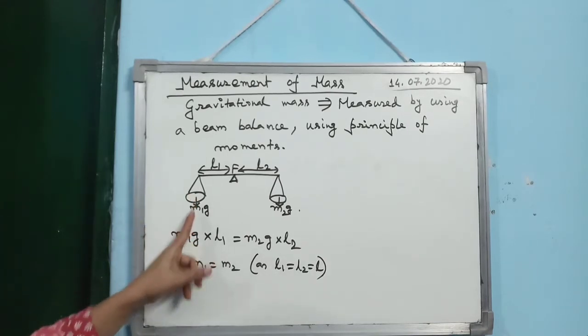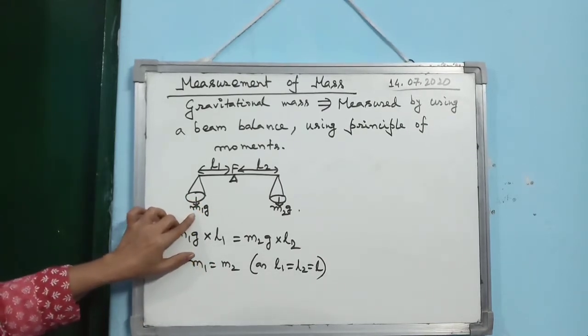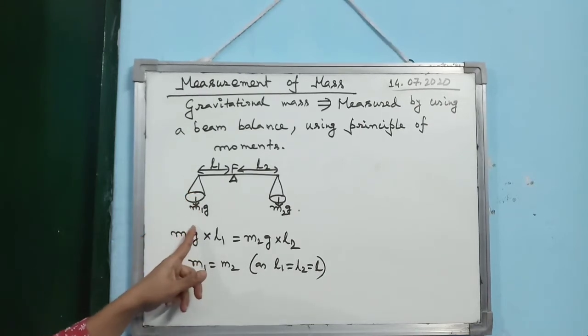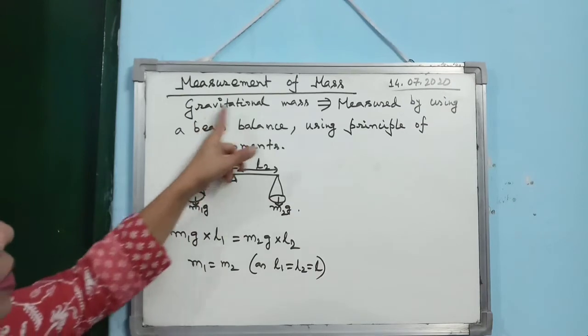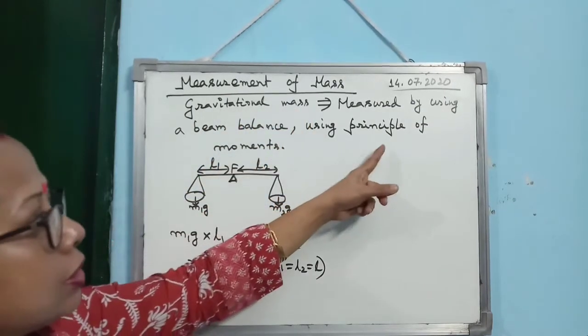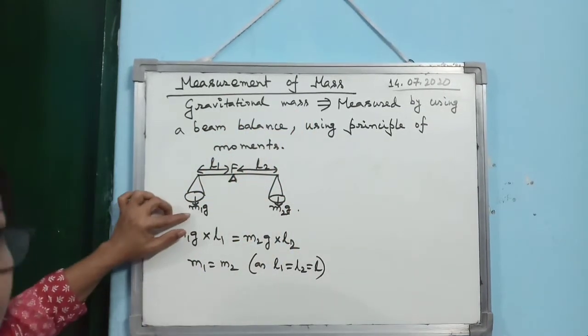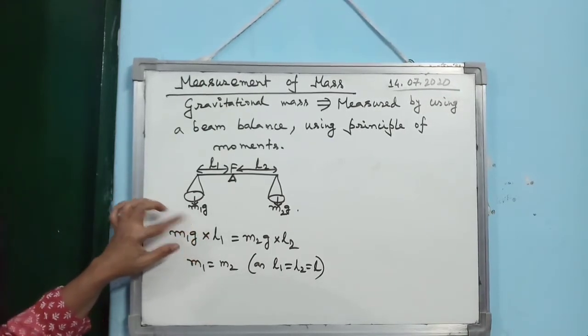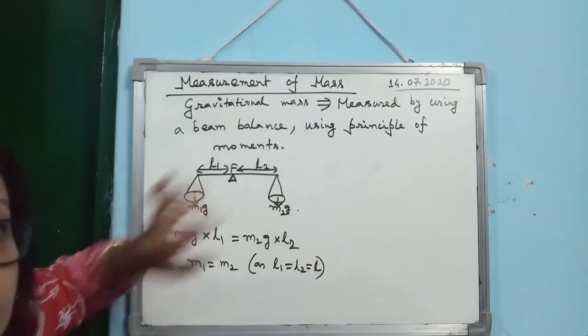So what are the forces acting? The weight of the body kept in the pan. If M1 is the mass, M1G is the gravitational force. So you have understood why it is known as gravitational mass. Although we are using the principle of moment, we are finding the moment of the gravitational force. That's why the term gravitational mass is coming.